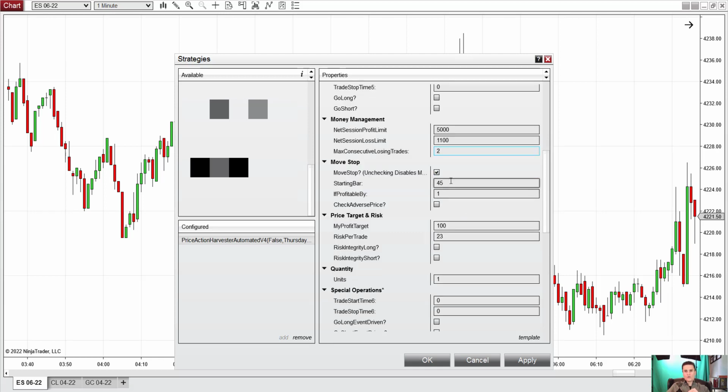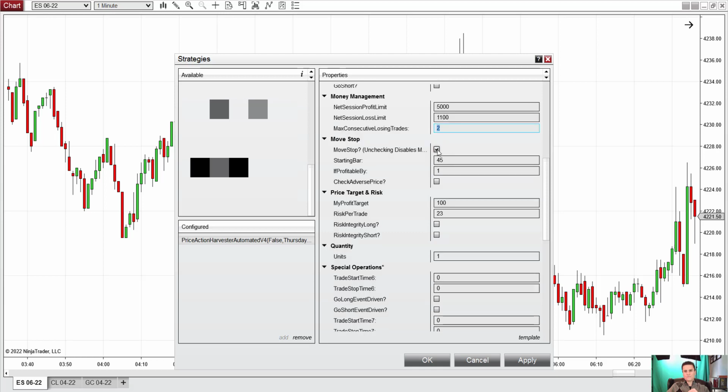Okay, so next I want to also include move stop, and I'll explain what that is. I'm not going to say from the starting bar at 45. I'm going to say starting bar should be 0. And if profitable by 42 ticks. And I'll tell you where I got that 42. I'm going to show it to you, okay? I'm not going to worry about adverse price.